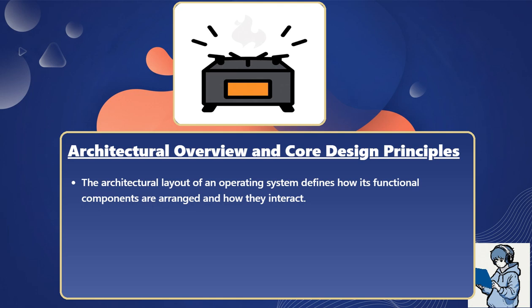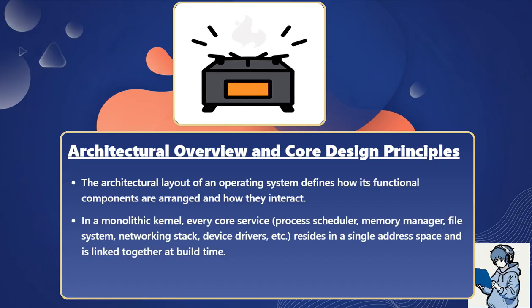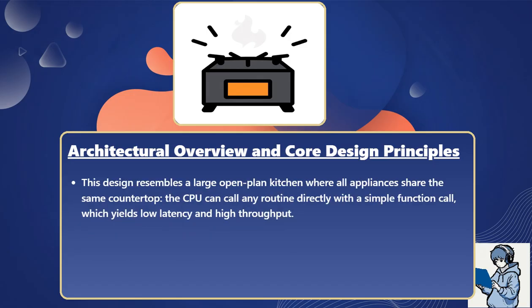The architectural layout of an operating system defines how its functional components are arranged and how they interact. In a monolithic kernel, every core service (process scheduler, memory manager, file system, networking stack, device drivers, etc.) resides in a single address space and is linked together at build time. This design resembles a large open-plan kitchen where all appliances share the same countertop. The CPU can call any routine directly with a simple function call, which yields low latency and high throughput.